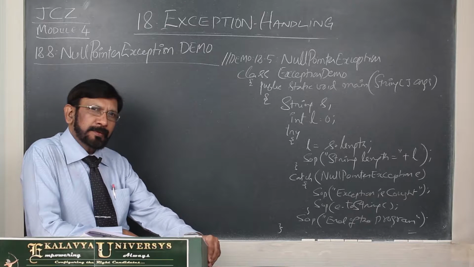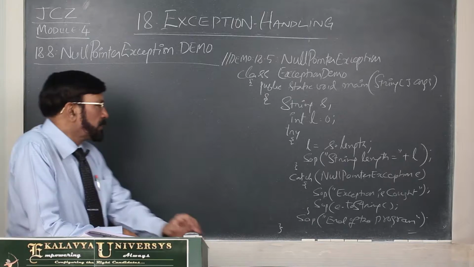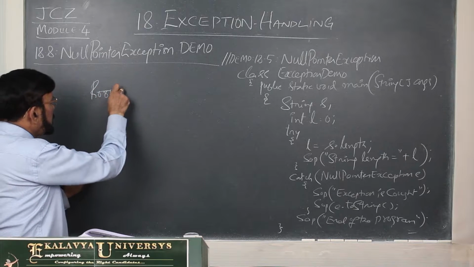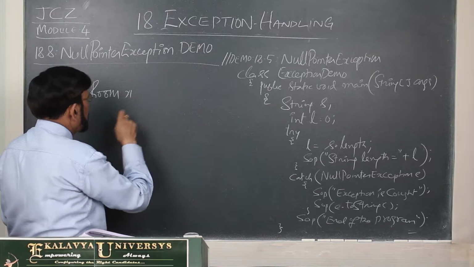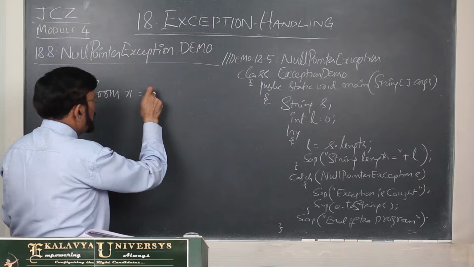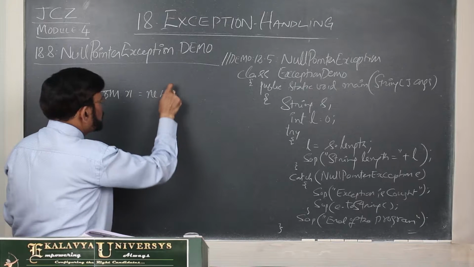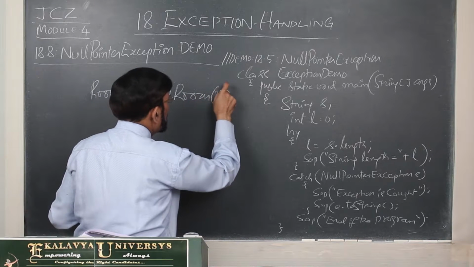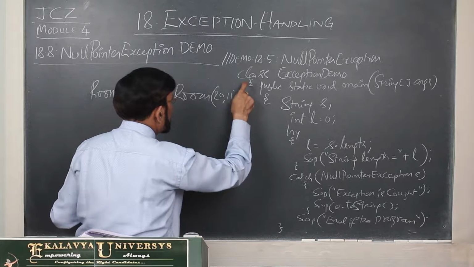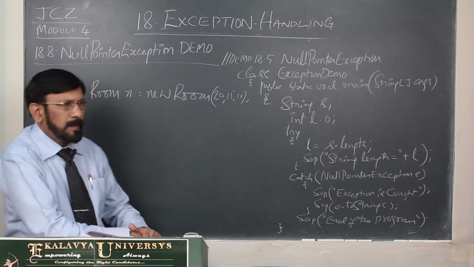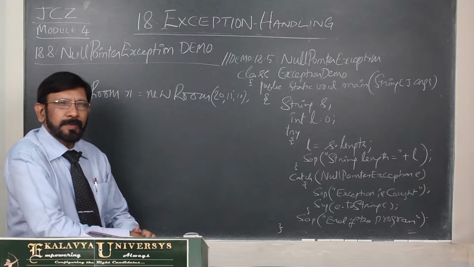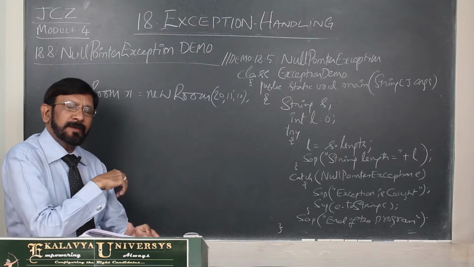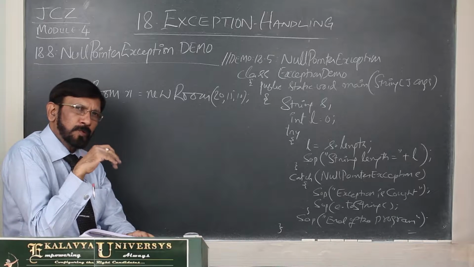Already many times I explained to you, whenever we create an object, Room R1 = new Room(20, 15, 10), like this we create an object. In this, if you analyze, we can find two elements.